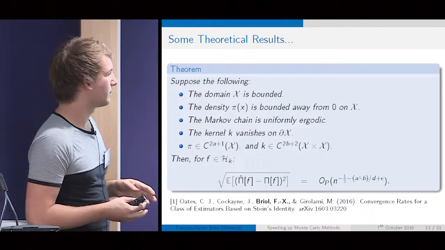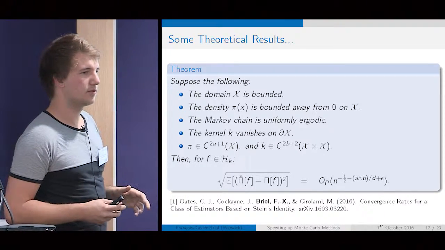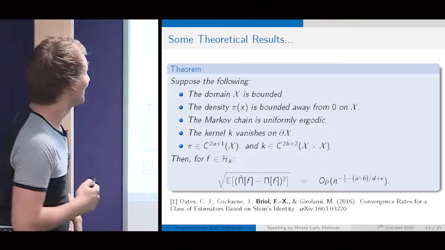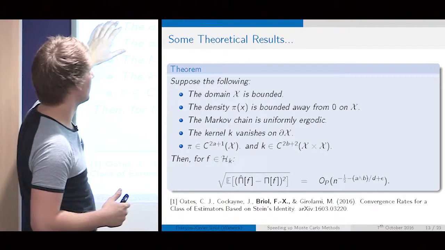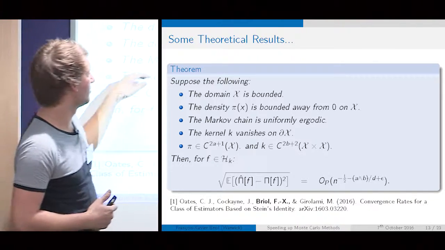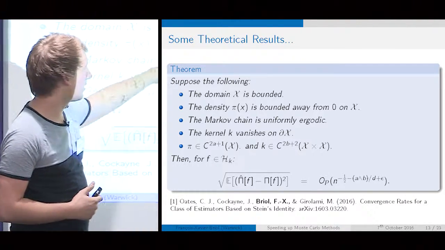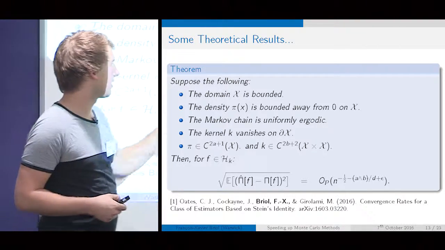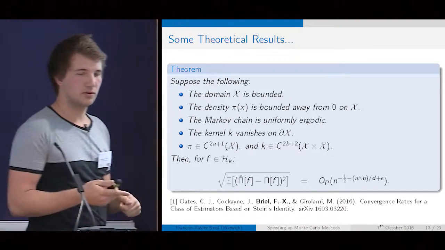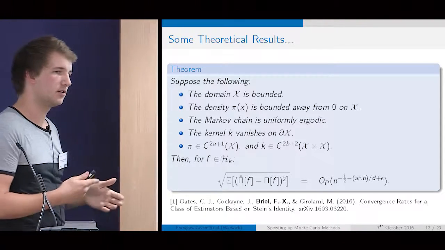This is really to 5 minutes, OK. I can skip what happens to these assumptions. The only one to note is maybe this one, that I assume that my Markov chain from which I'm getting the points is uniformly ergodic, which is quite a strong assumption and doesn't hold for that many chains.